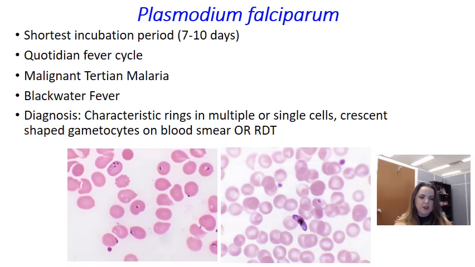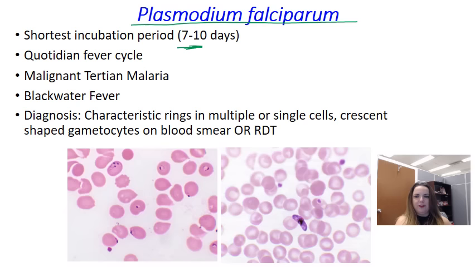So the first and most common, and this is probably the organism most people think of when they think about malaria, is Plasmodium falciparum, okay? Of the Plasmodia that cause malaria, P. falciparum actually has the shortest incubation period. It's about 7 to 10 days after the patient has been bitten by an Anopheles mosquito.